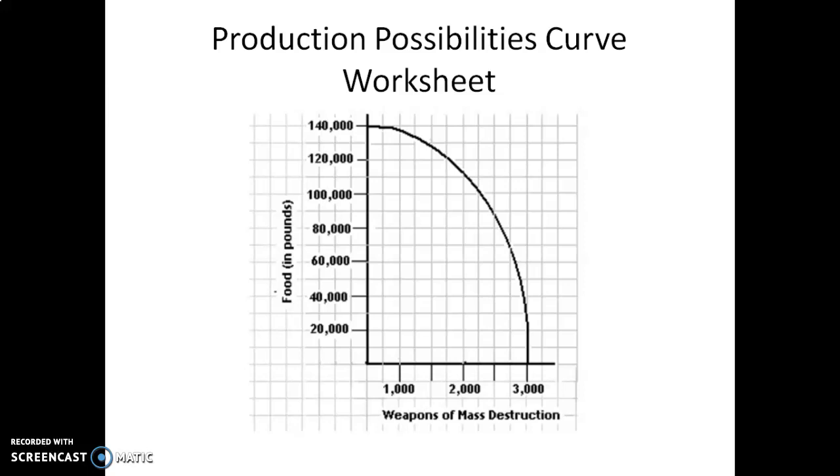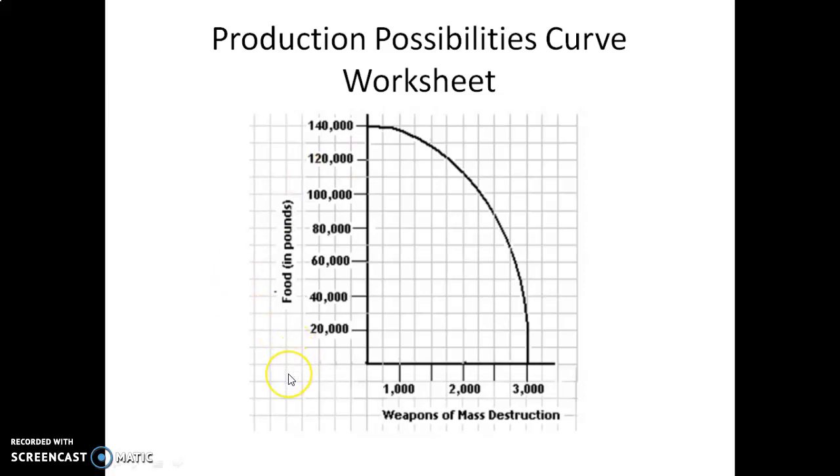So when we decide to add WMD, we can get 1,000 weapons of mass destruction. So we're going to be out here on the curve, and we've really given up almost no food at all. Notice if I were to take a line and carry this line over to the axis that tells us the quantity of food, from 1,000 WMD to that axis on the food line, there's almost nothing that's given up. So the opportunity cost was very, very low.